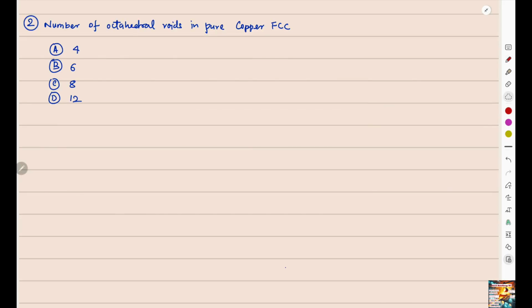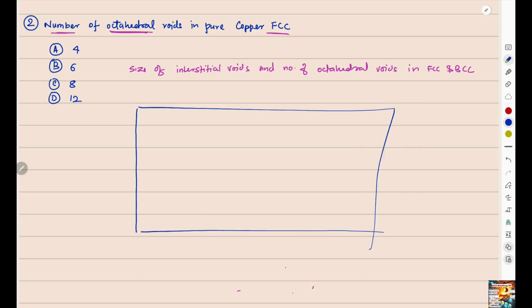The number of octahedral voids in pure copper FCC crystal structure. So first of all, we will write the crystal structure, octahedral and tetrahedral sites for FCC and BCC. Then we will take the correct answer. So size of interstitial voids and number of octahedral voids in FCC and BCC crystal.